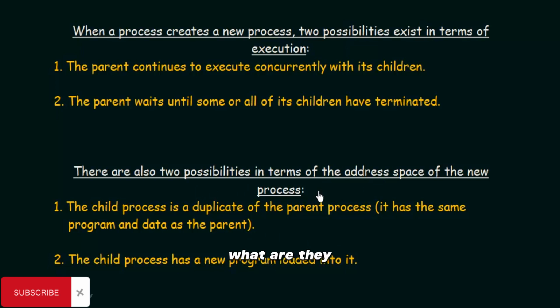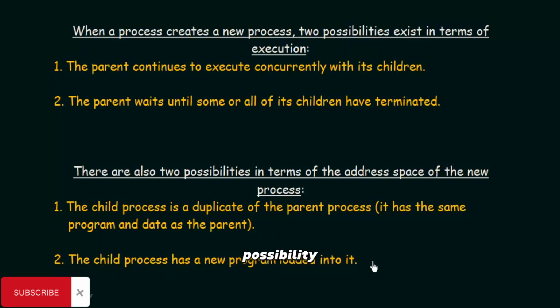So what are they? This possibility is the child is exactly the duplicate of the parent process. And what do we mean by duplicate? It means that it has the same program and data as the parent. So what is a process? First of all, a process is a program in execution. So the process will have the program to be executed and some of the data that is required. So in here it says that when the child is a duplicate of the parent, the child also has the same program and data as the parent. That is one possibility.